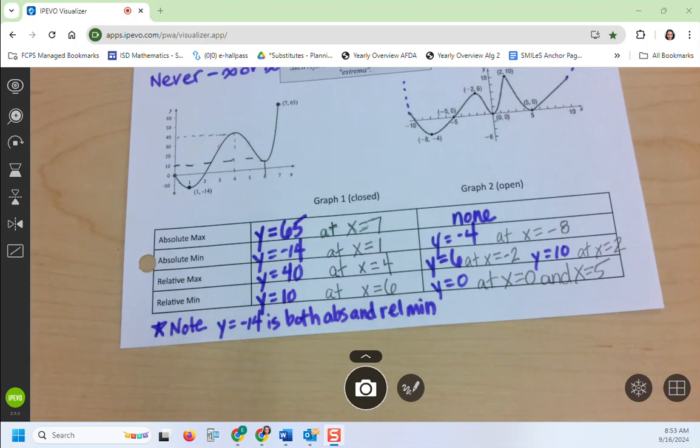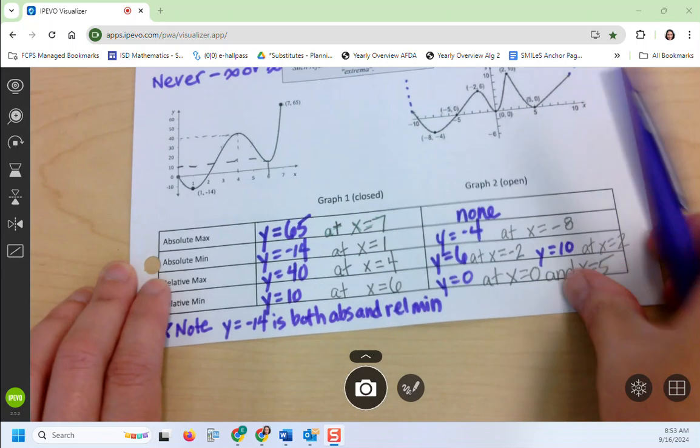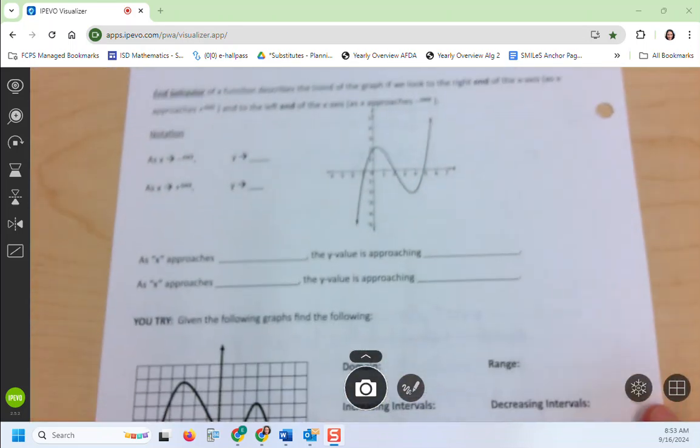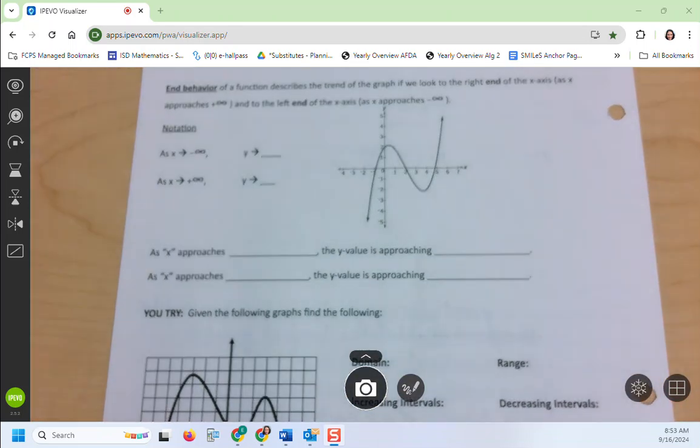All right, questions on maxima and minima? All right, let's turn the page. Yes? So I've got 2 ahead of you, and you'll be 3rd.